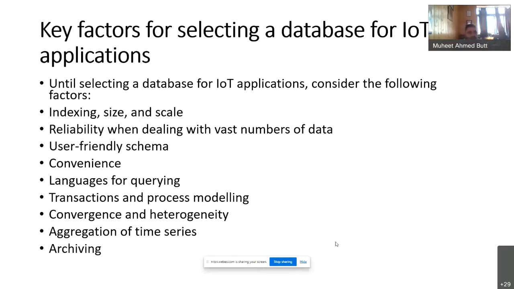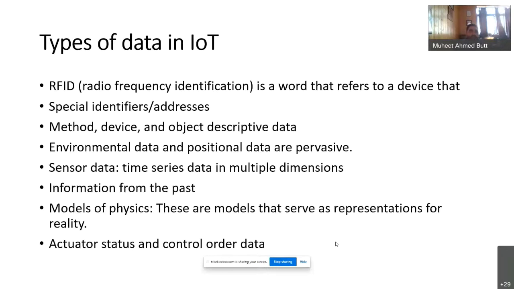And obviously there has to be aggregation and archiving also. That's very important when you're storing. And these are the types of data that we normally have in IoT. It can be RFID data, it can be addresses, it can be descriptive data about the object or device. For example, you have 20 devices, and how are you going to identify each device? Maybe there will be a device ID, by which you will be able to understand that this data is from that device.